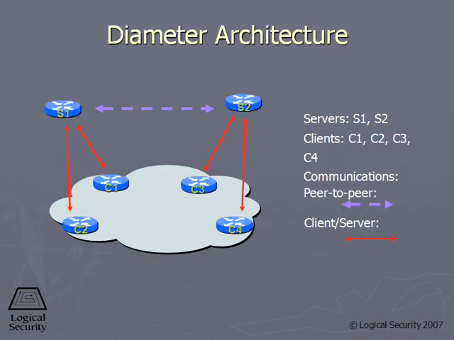So Diameter works in, you could actually see it, one resource says it works in a peer-to-peer architecture. Another one says it does a server and a client architecture. Now Radius and TACACS work in the traditional client-server architecture.